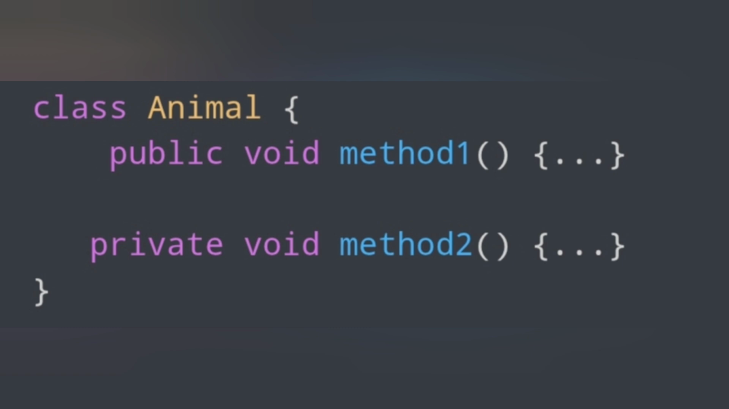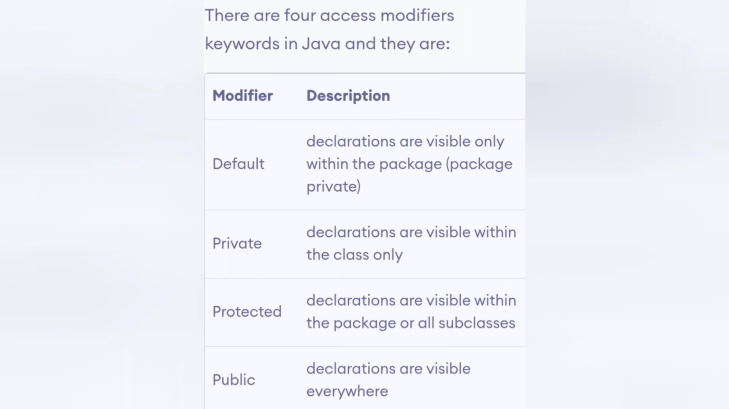And the four access modifiers: the first is default. The first one has the visibility only within the package. Private has the visibility within the class, and protected has the visibility within the package and with its subclasses. Public has the visibility all over the program and anywhere in the program.